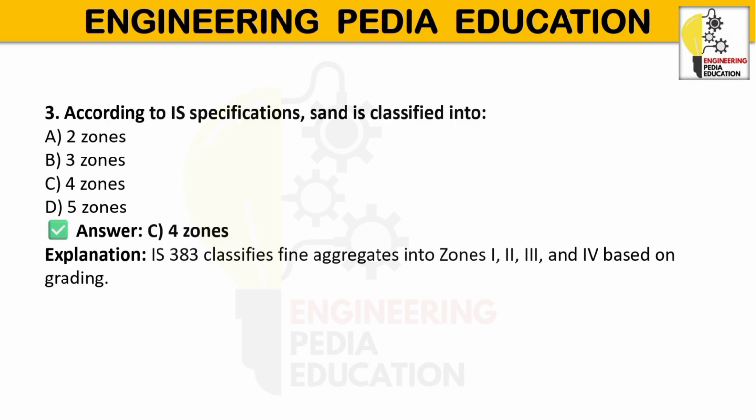Zone 4 is not suitable for RCC because it increases water content and shrinkage. What is zone 4? It's very fine sand. It can't be used in RCC because of increased water content. Zone 1 is coarse, zone 2 medium sand, zone 3 fine sand, and zone 4 very fine sand.